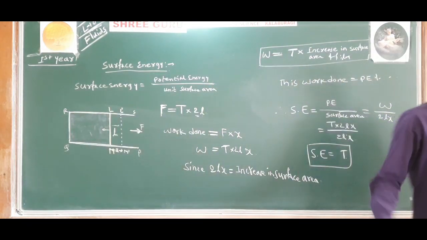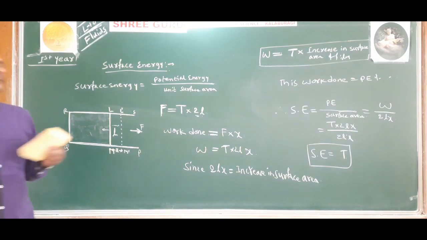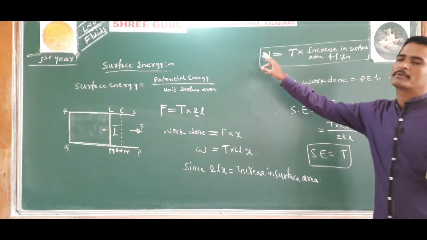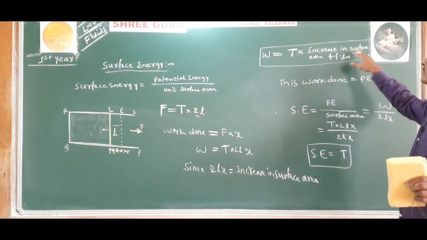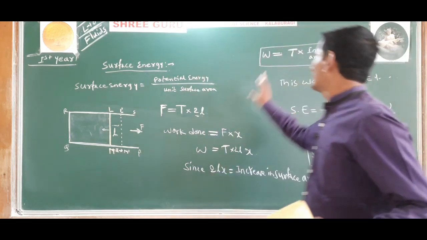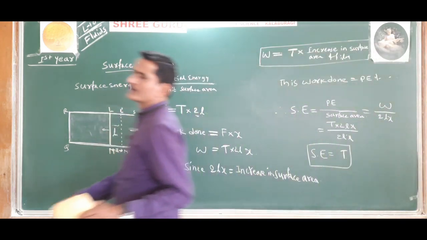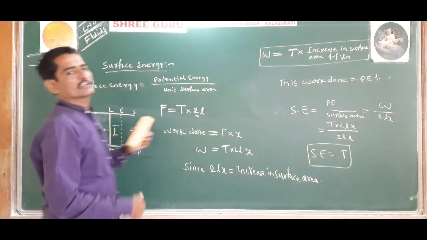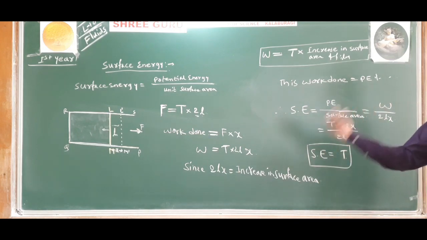Understood the concept? So here the concept is that to increase the surface area of a liquid, work has to be done, and work done is given by surface tension into increase in the surface area of the film, or the liquid. This work done is stored as potential energy. So surface energy is equal to the potential energy of the surface molecules per unit surface area. That is called surface energy.